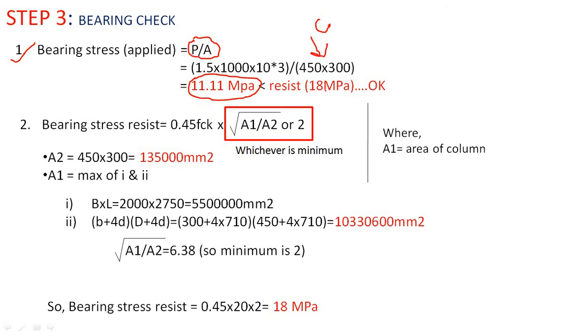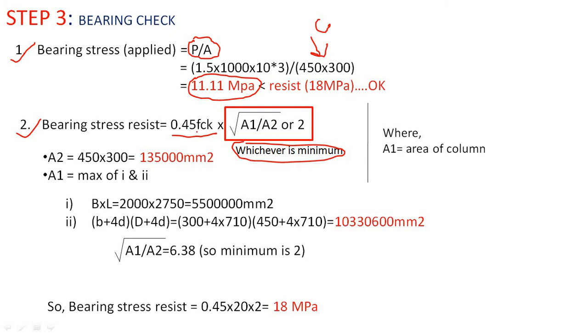Which should be less than resisted. So let us find the resisted. The bearing stress resisted is equal to 0.45 fck into root of A1 by A2, or 2, whichever is minimum. Between these two, the minimum value should be taken and multiplied with 0.45 fck.